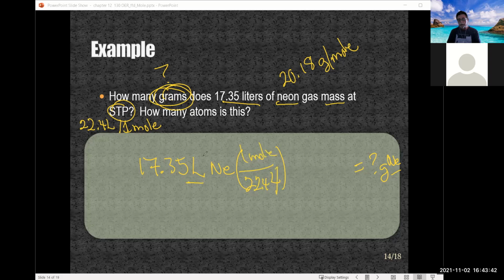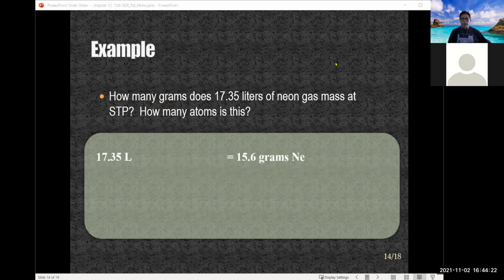So my liters cancel out. I'm good there. Now I'm in moles of neon gas, unit wise. Now I got to get to grams. Grams is in the numerator and moles in the denominator, because I need the moles to cancel. And obviously that is the units of atomic weight. So 20.18 grams per 1 mole. I set it up properly, unit wise. So it's a matter of plugging in the numbers in your calculator and seeing what you got.